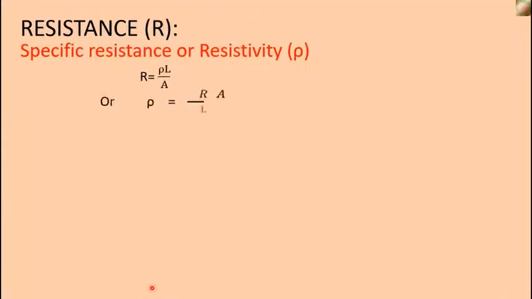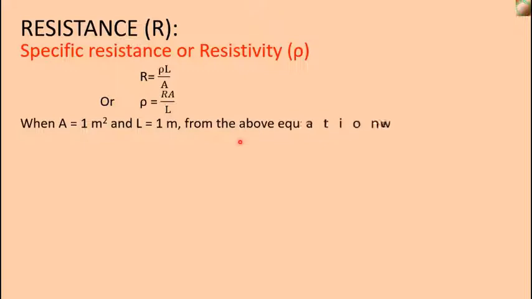Specific resistance or resistivity: here R is equal to rho L divided by A, or rho is equal to RA divided by L. When A is equal to 1 meter square and L is equal to 1 meter, from this equation we can write rho is equal to R, because here A is equal to 1 and L is equal to 1, that is rho is equal to R into 1 divided by 1, which is equal to R.